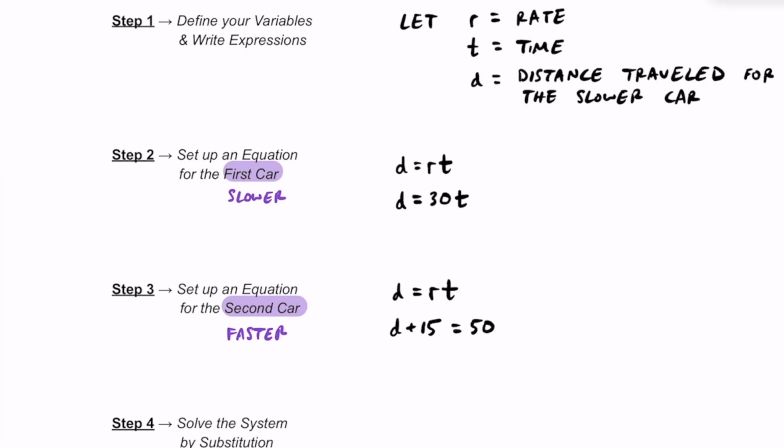So the rate is 50, and we don't know how much time went by, but we do know that the T in this equation is the same as the T in the last equation. All right, now notice here that we have T in both of these equations. We know they traveled for the same amount of time. So what if we went ahead and just rearranged this equation over here?